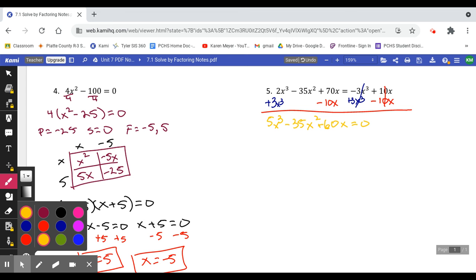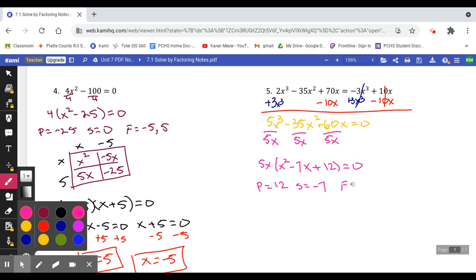Does it have a GCF? Yes, it does have a GCF. We can take out a 5 and an x. So then I got 5x parentheses x squared minus 7x plus 12 equals 0. So product is 12. Sum is -7. What multiplies for 12 that adds for -7? Well, that would be -4 and -3.